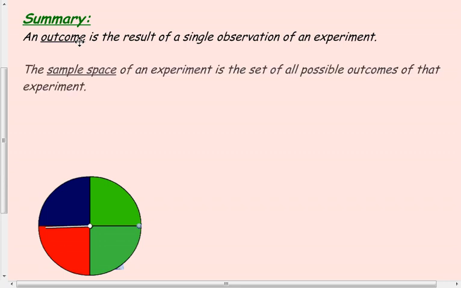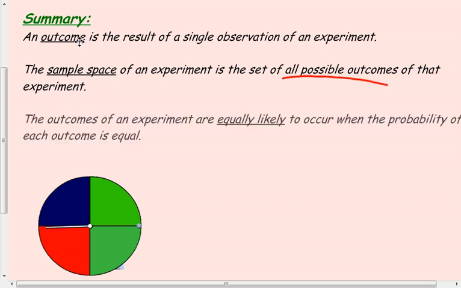Okay? The second term they learn is something called a sample space. And the sample space of an experiment is the set of all possible outcomes, so all possible outcomes of that experiment. And the third term that they learn about is equally likely, which is something that they did talk about in the first lesson, so feel free to take a look at the summary of the first lesson. But the outcomes of an experiment, we say, are equally likely to occur when the probability of each outcome is equal or the same. Okay?